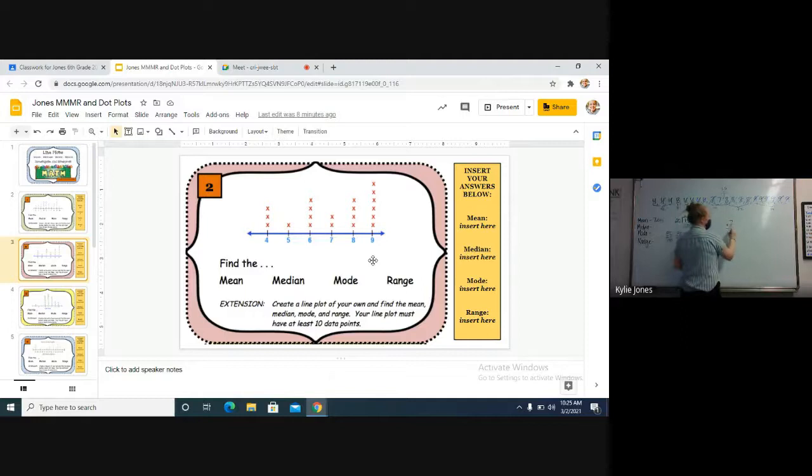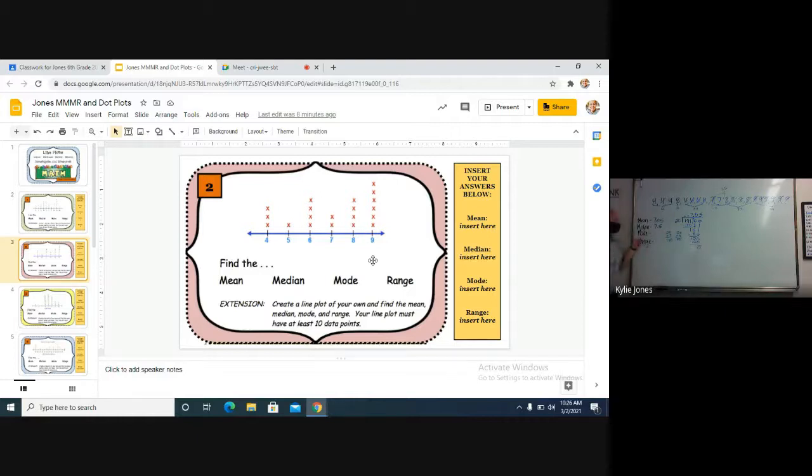The other way to do this is to add the 2 numbers. 7 plus 8 is 15. You added together 2 numbers, so you'll divide by 2. 15 divided by 2 is 7.5. Both ways work, okay? So our median is 7.5.